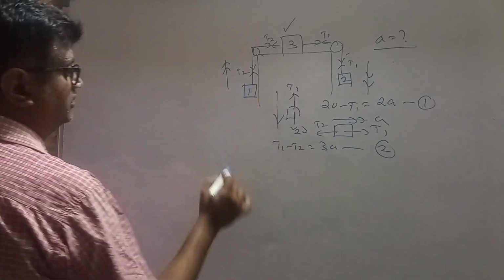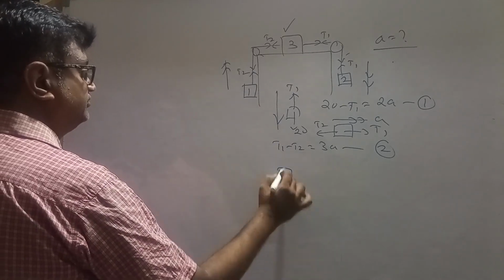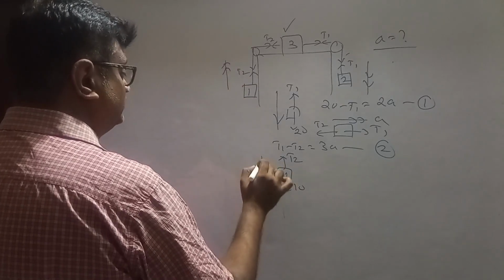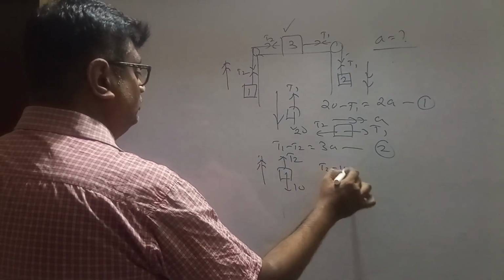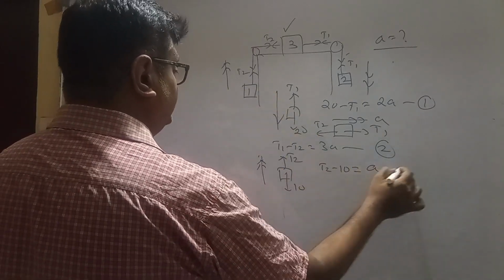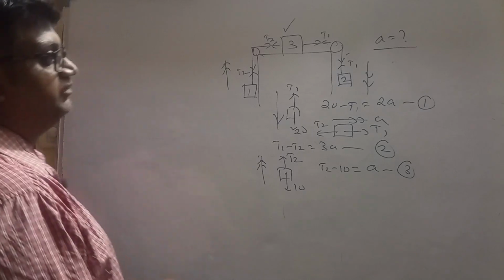Now let us write for this block. So 10 downwards, T2 upwards, and this is going in the upward direction. So we can say T2 minus 10 is equal to 1 into a, which is a. Now I have 3 equations and 3 unknowns, so we have to solve for them.